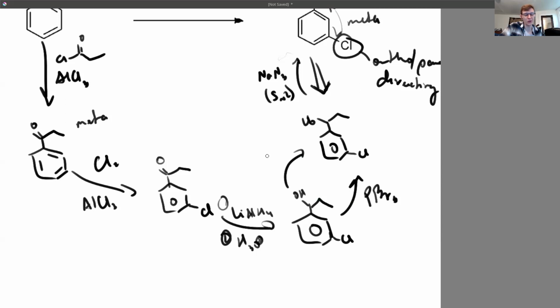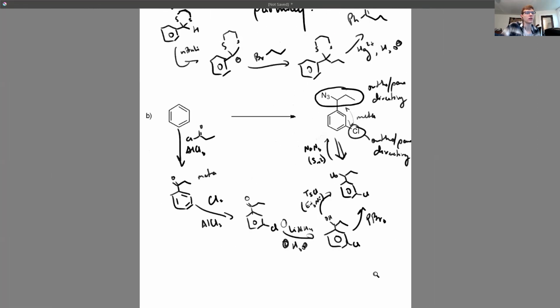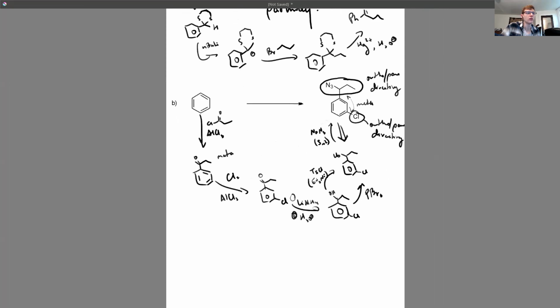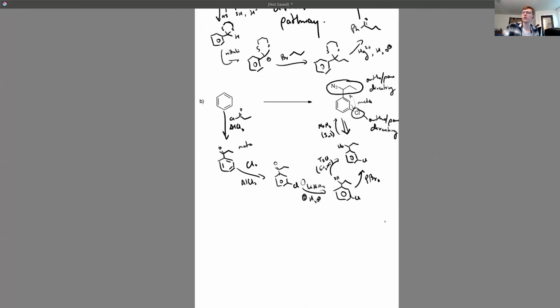Another good way to make a leaving group out of an alcohol is with tosyl chloride, and you need some kind of base along with it. Okay. That's another good way. Of course, PCl3 would also work here and so on. Okay. So that's a good way to do it.